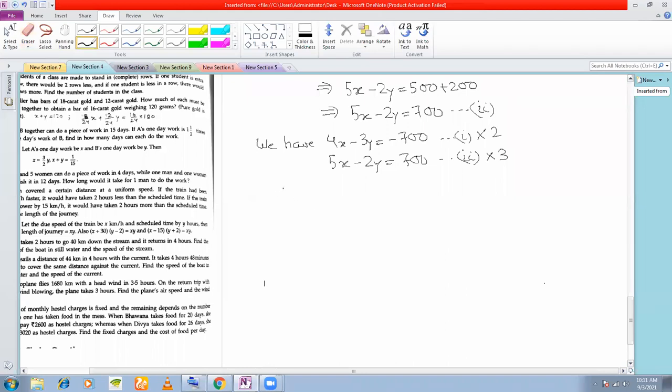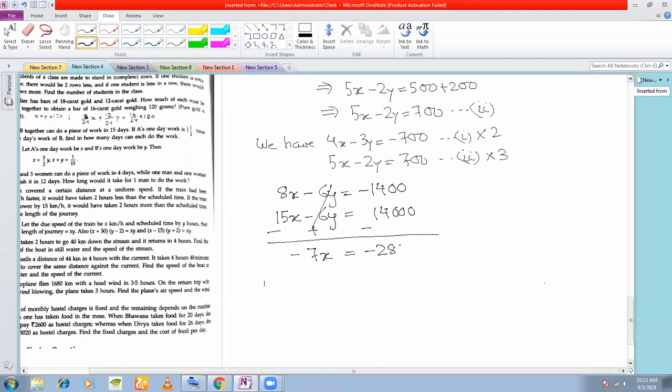So that means if I multiply, I'm going to get 8x minus 6y is equal to minus 1400. Second equation, if you multiply by 3, you'll get 15x minus 6y is equal to 1400. Right? So you have minus 6y, obviously you'll subtract. This will cancel. 8 minus 15 will give you minus 7x. And this will give you minus 28,000. That means x must be equal to minus 28,000 divided by minus 7.